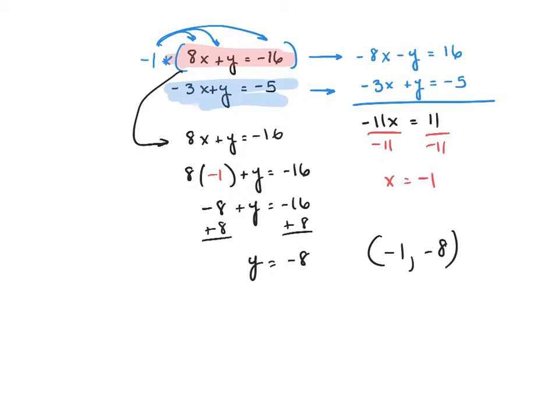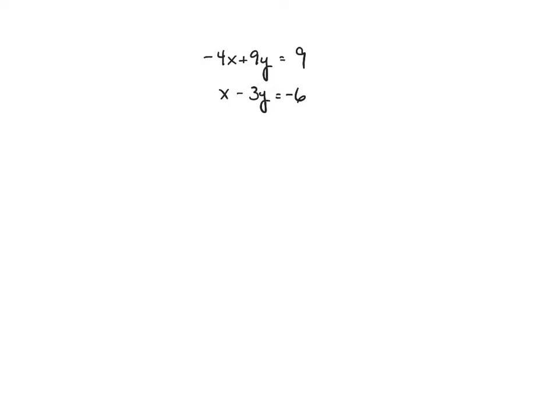Now our last example, similar, I'm going to have to fix it. Notice in this case that if I add straight up and down, nothing would be eliminated. Negative 4 plus 1y is negative 3y's, and 9 plus negative 3, that's 6y's. So nothing's going to disappear. I have a choice now. I can either get rid of the x's or the y's.